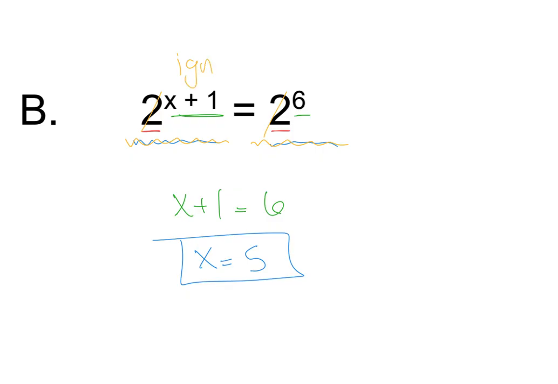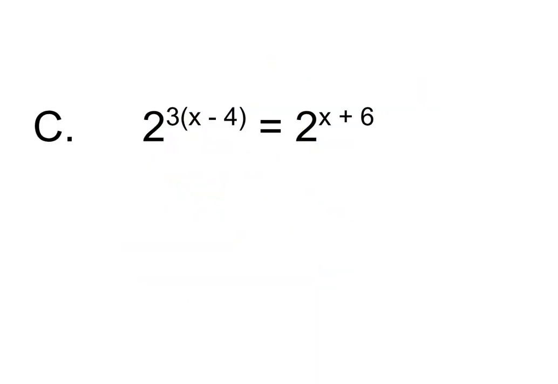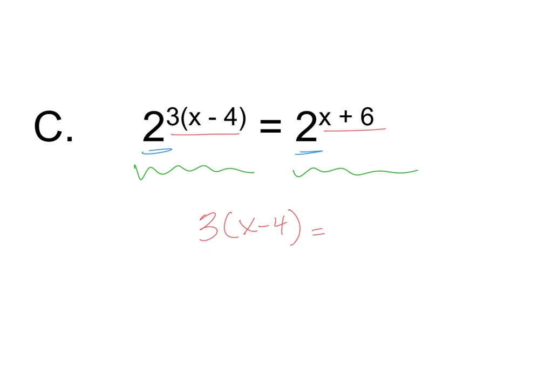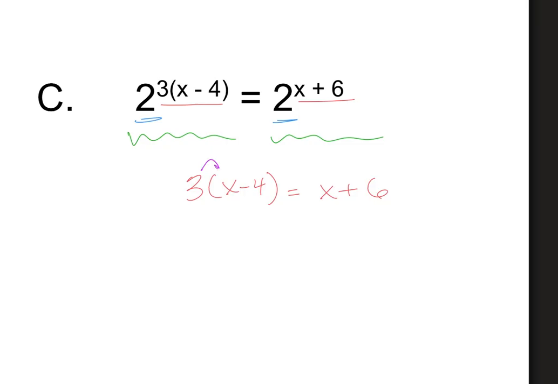In fact, I'm going to write that. We're going to ignore the bases, and we're just going to isolate the exponents. And we did that here. So slide over here and notice, same base, same base. Nothing else down here, nothing else down here. So let's just isolate the exponents. 3 times x minus 4 equals x plus 6. And now it's just a regular old algebra problem. You distribute the 3, you get 3x minus 12. Then you add 12, you subtract x, 2x equals 18, x is 9.